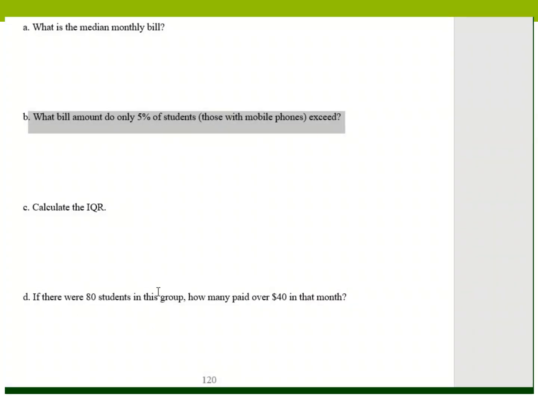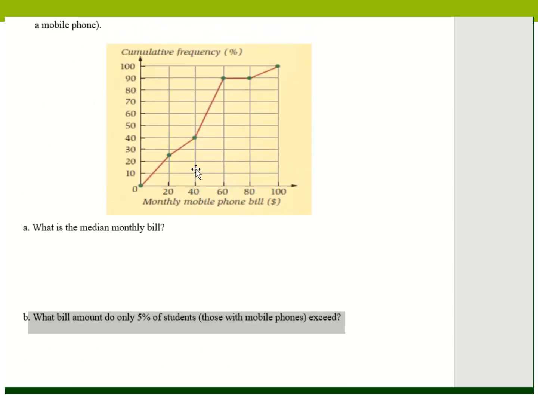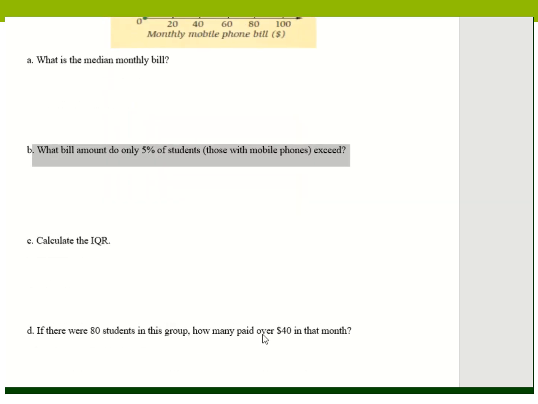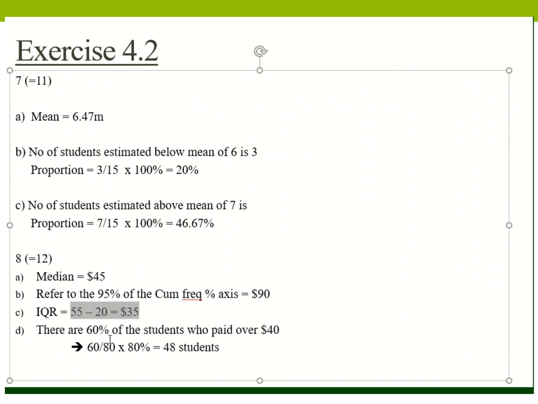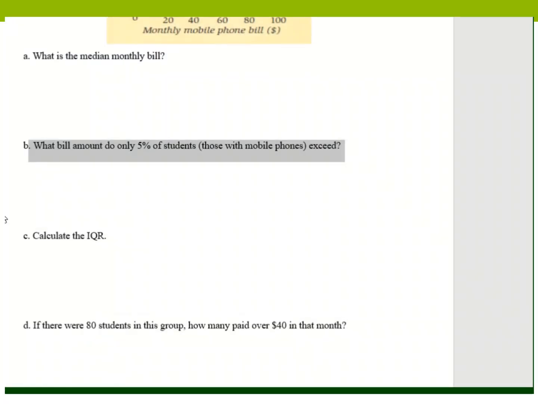Okay, if there were 80 students in this group, how many paid over 40 that month? Over 40 is here, right? More than 40. Who paid? How many percent paid? 60%, right? Because 40% paid less than 40. So 60% paid more than 40. So you will have 60% of the students who paid more than 40. So you find that 60%, it would be 48 students.